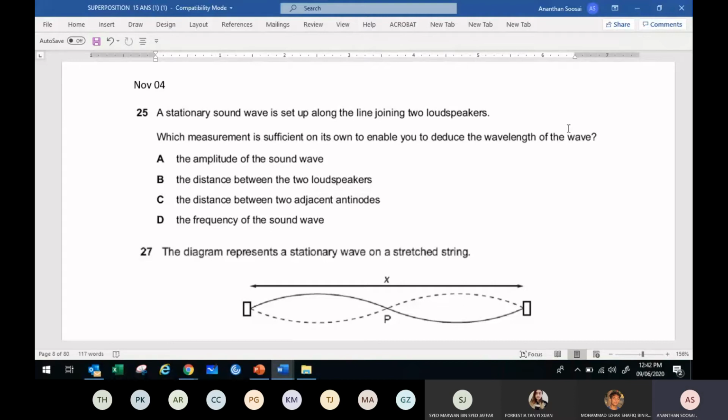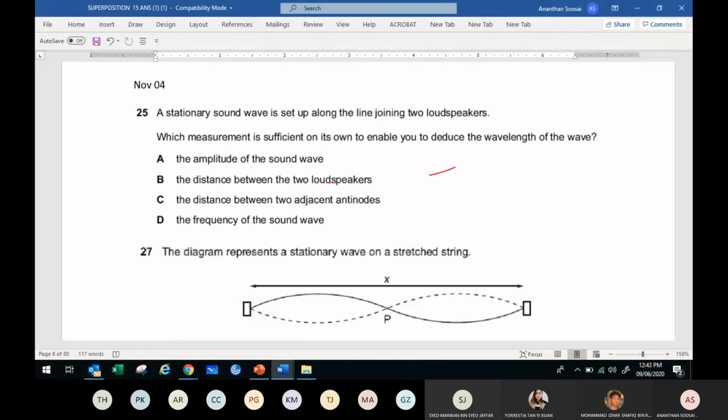Okay, so a stationary sound wave is set up along a line joining the two loudspeakers. Which measurement is sufficient on its own to enable you to deduce the wavelength of the wave? What measurement do you need to take to get the wavelength of the stationary wave in between? The distance between two loudspeakers, the distance between two adjacent antinodes. Okay, so I get a mixed answer. Many of you say C, one of you said B, but many say C.